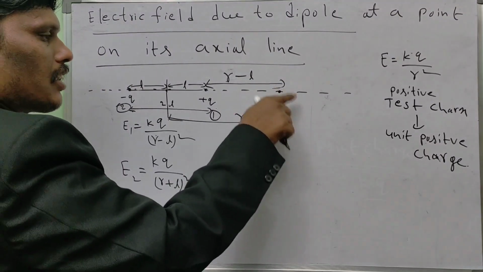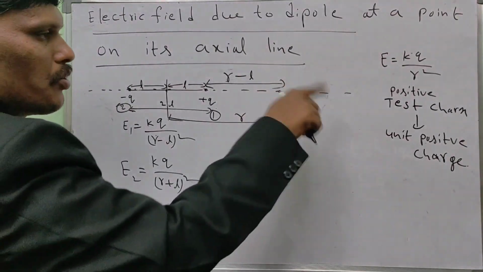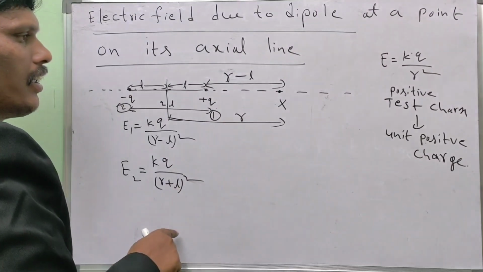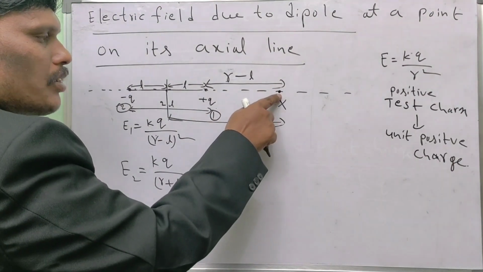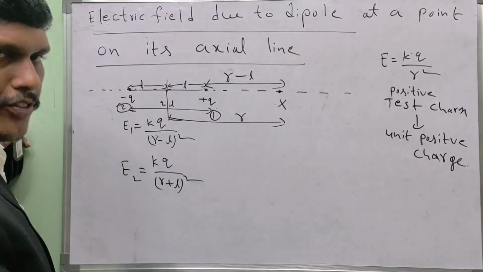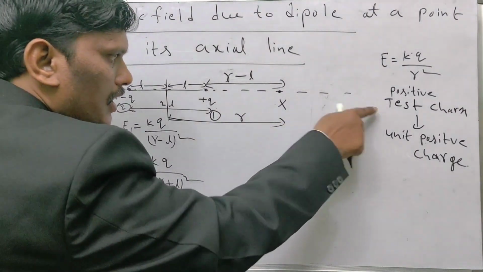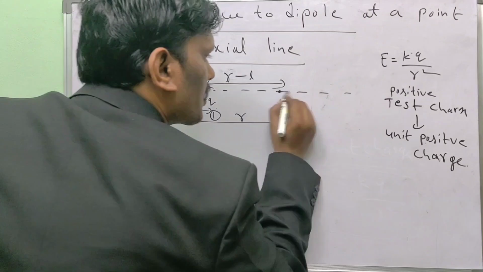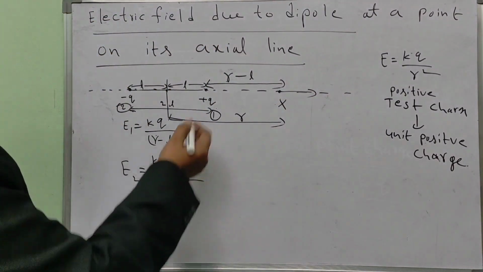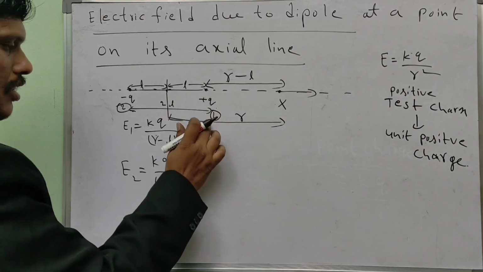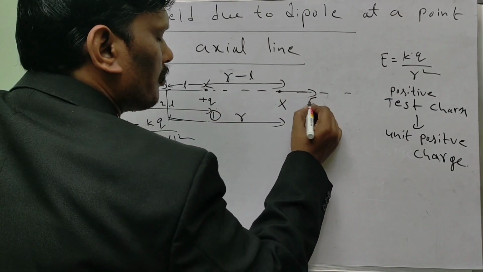Why? Because I need to calculate the electric field at x, so I need to imagine a unit positive test charge at x. Because of the positive charge, in which direction will the test charge move? Away. Why? Because of repulsion force. Because of repulsion, the test charge moves away. That is the field direction at point x because of the positive charge, the E1 field direction.